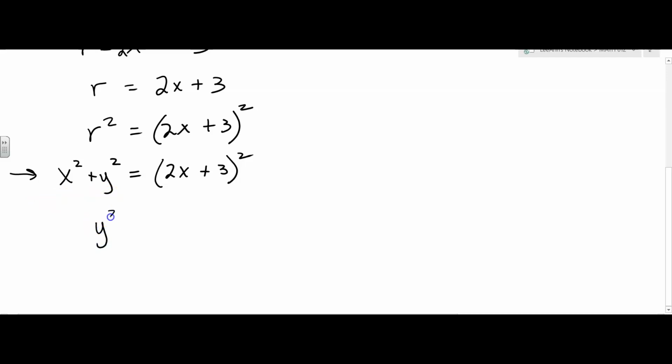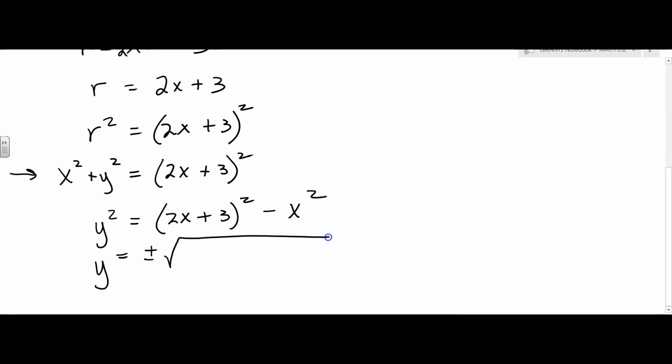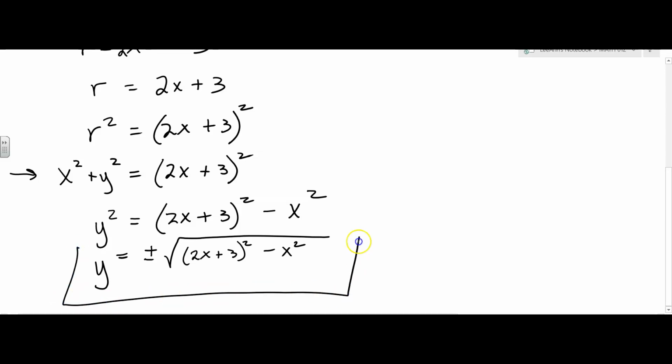That would look like y squared equals 2x plus 3 squared minus x squared. I probably wouldn't multiply it out. Then you could have y equals plus or minus the square root of 2x plus 3 squared minus x squared. And that you could plug into a graphing calculator and it would be just fine. The form's not great, but we solved for y, so that has some advantages. The big thing is we got rid of the r and the theta, so it's in rectangular coordinates.